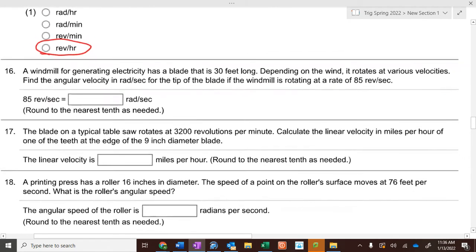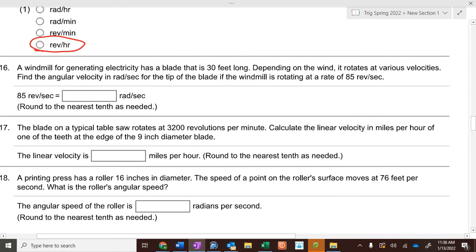A windmill for generating electricity has a blade 30 feet long. Depending on the wind, it rotates at various velocities. Find the angular velocity in radians per second for the tip of the blade if the windmill is rotating at 85 revolutions per second. So where do we start? With the 30 or the 85? 85.